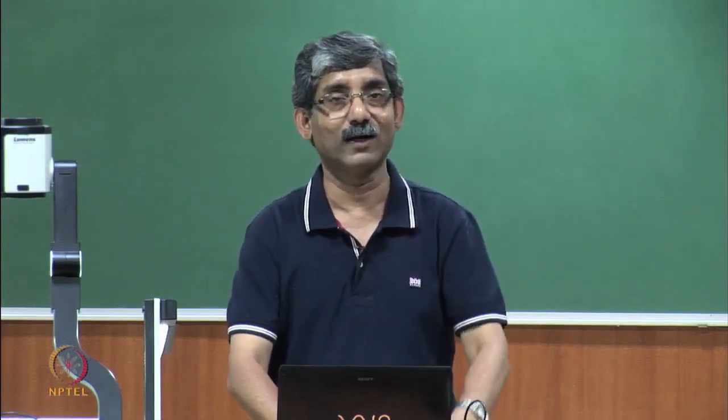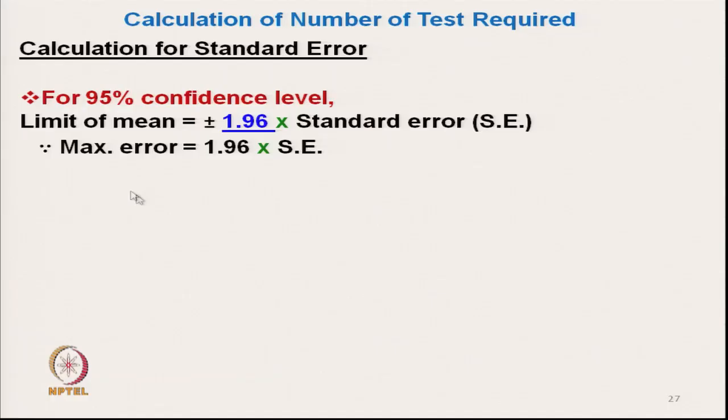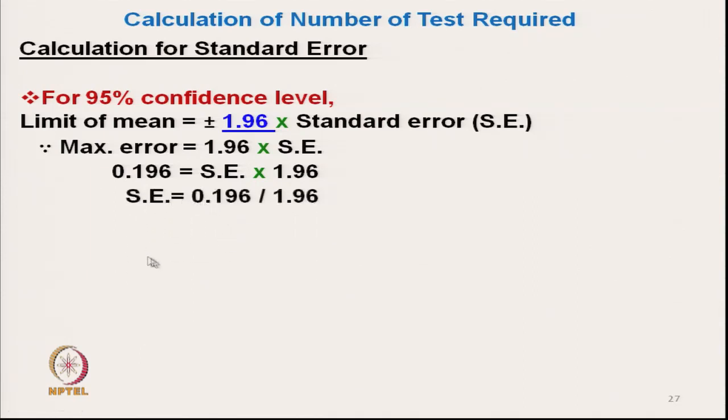And what is the limit of mean? That limit of mean we have calculated already, it is the maximum error allowable, which we have seen earlier, 0.196, that is 1.96% of 10. So, 0.196, the maximum error, equals standard error multiplied by 1.96. And so we can calculate the standard error of mean. What is this value, standard error? It is 1/10, it is 0.1. So, standard error we have calculated.